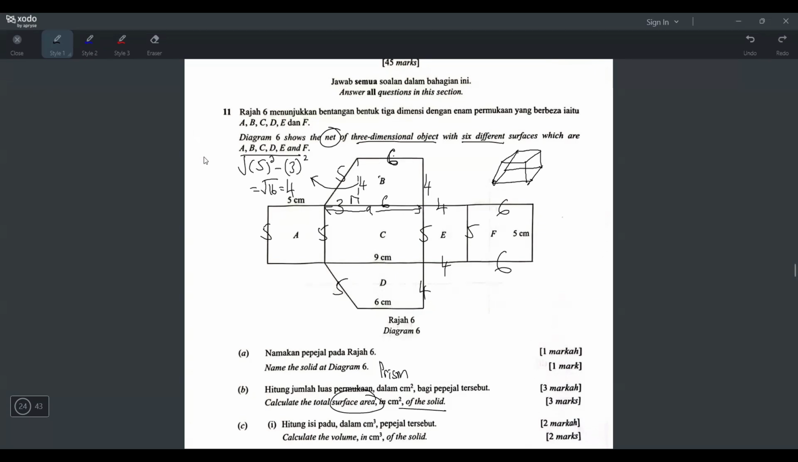Okay, so this is everything I need. Now I can finally do B. They want to find total surface area of solid. Okay, just find the area of all this and then tambah semua lah. Okay, let's find the area of trapezium first because that's the hardest one, right? Okay lah, tak susah pun, senang je.